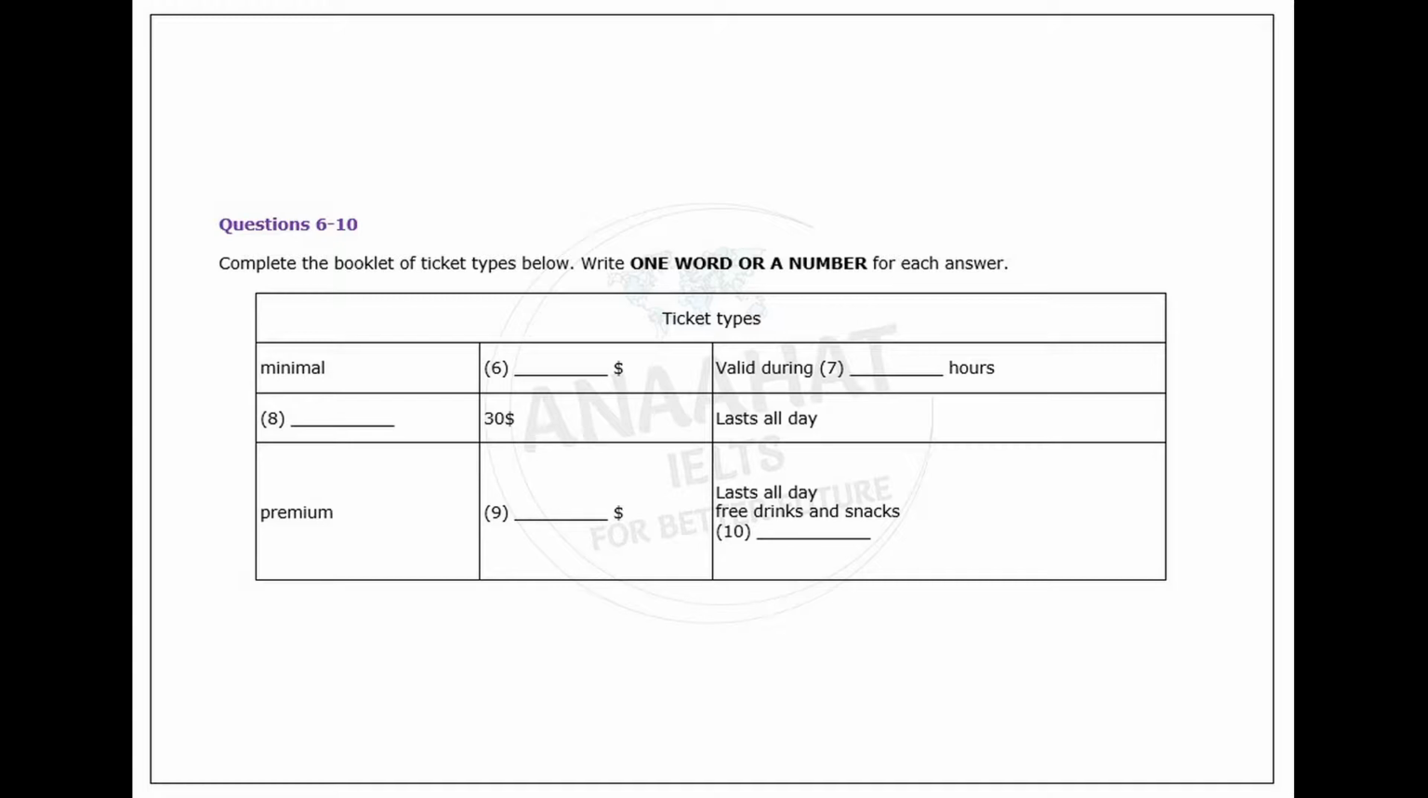This pass costs $30 and lasts all day. This sounds nice. We also have a premium ticket. You can buy it for $55. This pass lasts all day and includes free drinks and snacks during your trip. And you will be provided with an audio guide. I think I'll buy the premium ticket. Great!